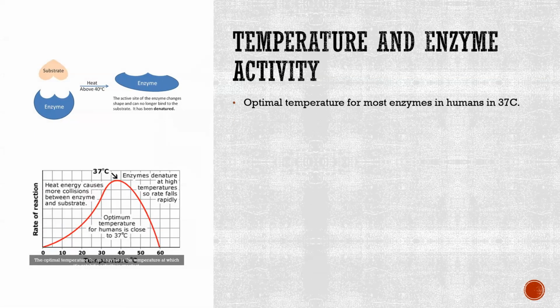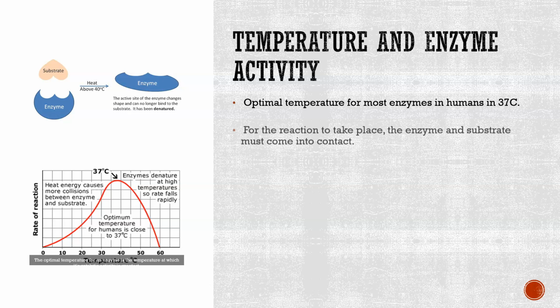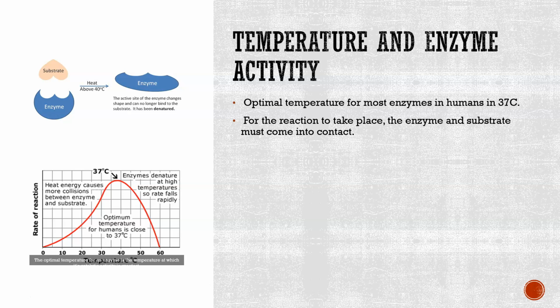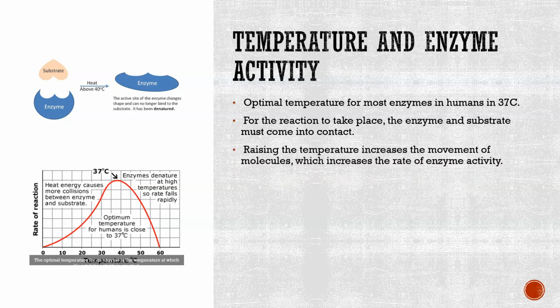Okay, so looking at temperature and enzyme activity. In humans, the optimal temperature for most enzymes is 37 degrees. So when you hear body temperature, the reason our body temperature is the temperature it is because that is the optimal temperature for a majority of the enzymes within our body to actually work at their optimal rate.